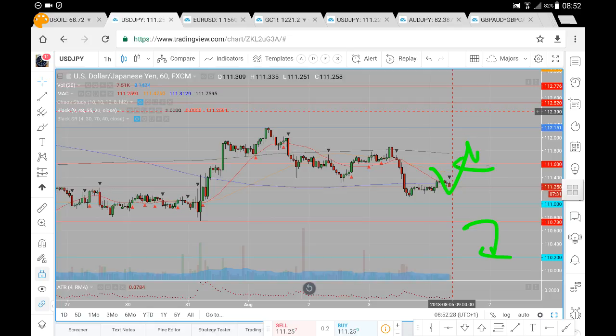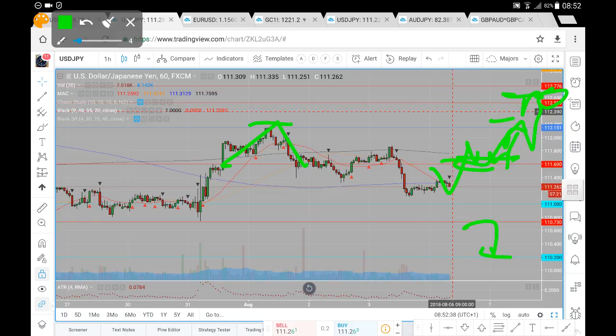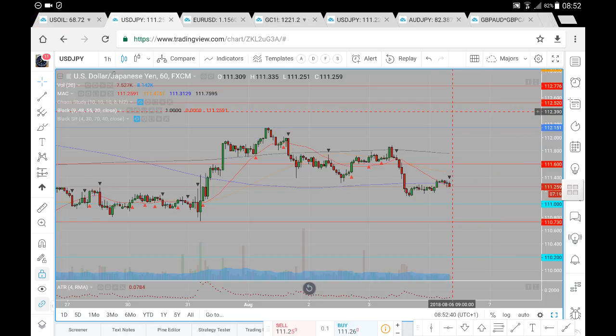If however we do break to the upside and we do break and hold above 111.60, looking for a retest of that 112.15, and if we can break beyond 112.15, possibly up towards that 112.52 here on the US dollar Japanese yen.